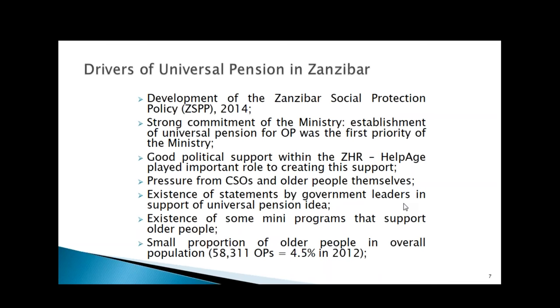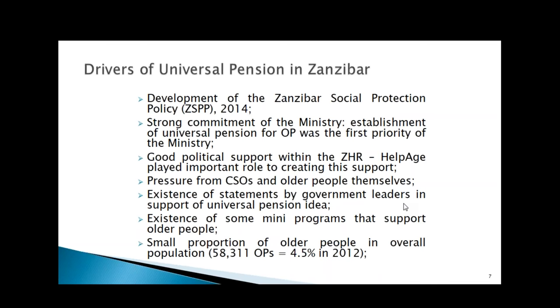Now, let's look at the drivers of the Universal Pension Scheme. In the first place, looking at the bigger picture, what are the contributing factors? What are the drivers of Universal Pension? Why was the Universal Pension implemented in the first place? There are a number of things that contributed to that. And one is the development of the Zanzibar Social Protection Policy in 2014.